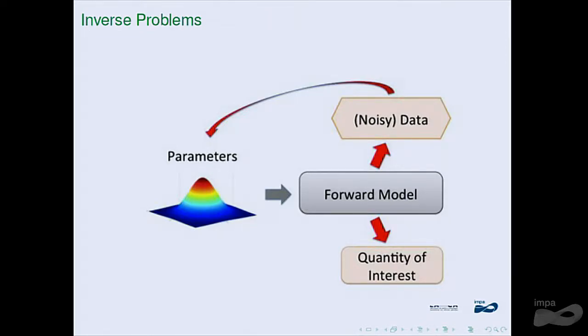And so we have parameters, we have a forward model. In this case, the forward model turns out to be Dupire's forward equation or some version of it. We have noisy data. We want to go back to the parameters, and from that, we want to compute the quantities of interest.